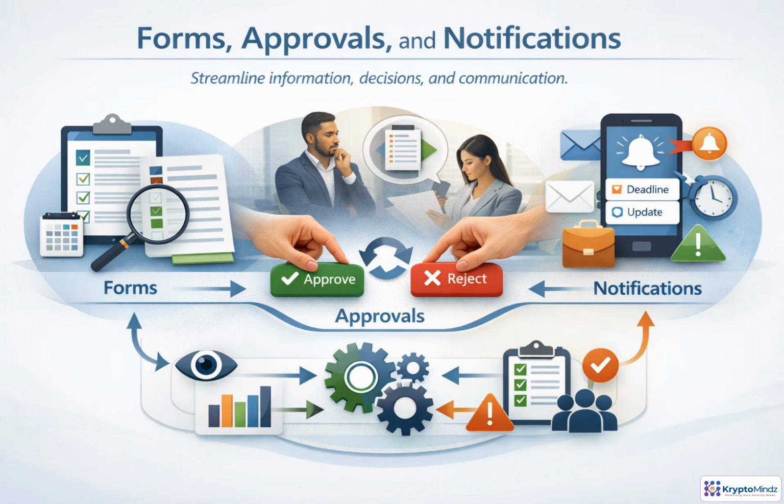Another way to view a workflow is as a structured conversation. Forms capture the right information up front, so people are not guessing what is needed or chasing missing details. Approvals turn that information into a decision point where a manager, reviewer, or stakeholder can approve, reject, or request changes with a clear record. Notifications keep the process moving by alerting the right people about tasks, updates, deadlines, or exceptions. When these parts work together, the workflow becomes more visible, more accountable, and easier to manage.